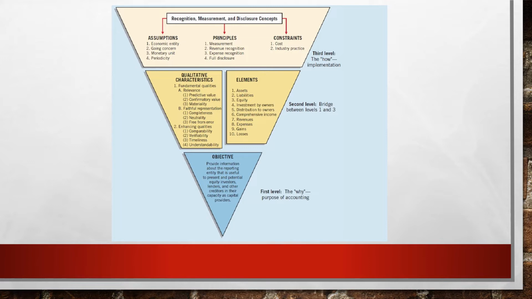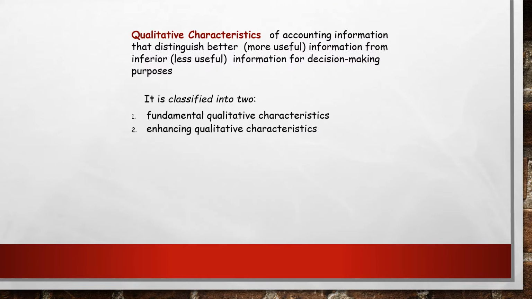In the first level, we are discussing the why, or the purpose of accounting. On the second level, we discuss the qualitative characteristics and elements, which will bridge the objective to the output, or the recognition, measurement, and disclosure. So this third level is actually the how, or the implementation of our financial reporting. Qualitative characteristics of accounting information are the qualities or attributes that distinguish better or more useful information from inferior or less useful information for decision-making purposes. This is classified into two: the fundamental qualitative characteristics and the enhancing qualitative characteristics.